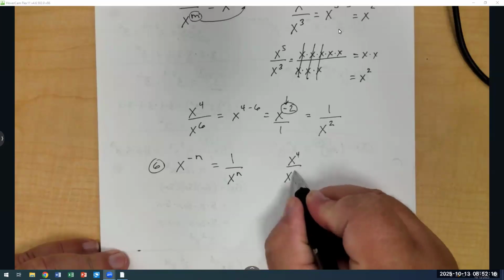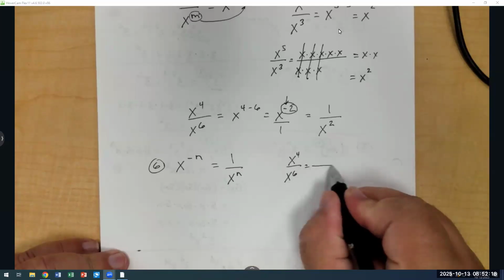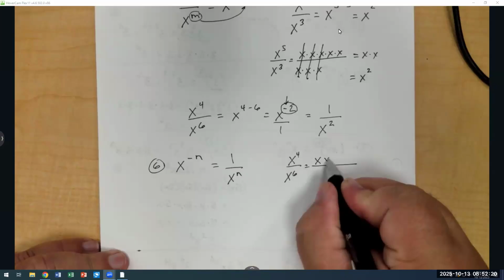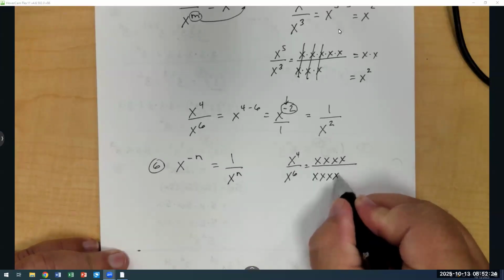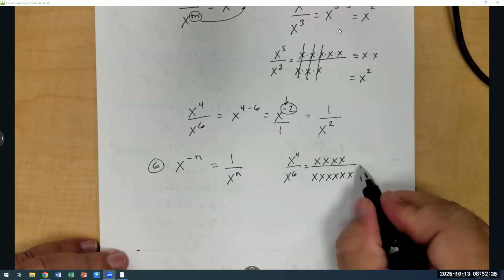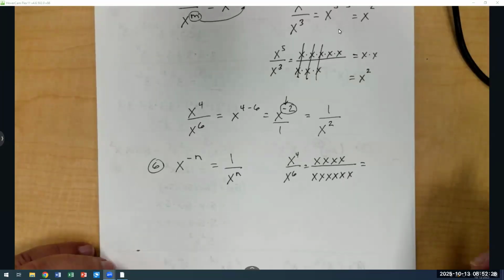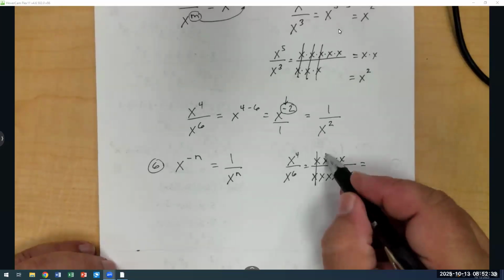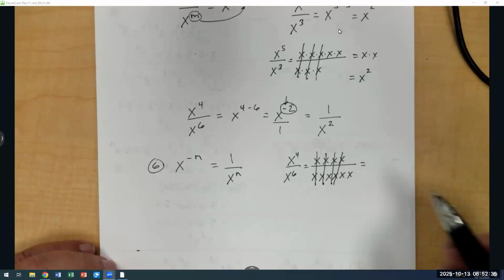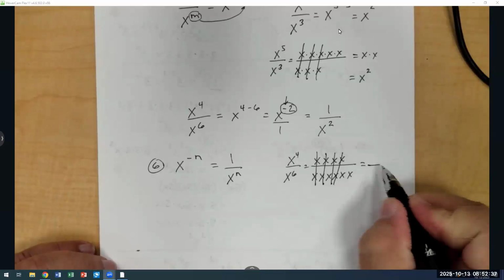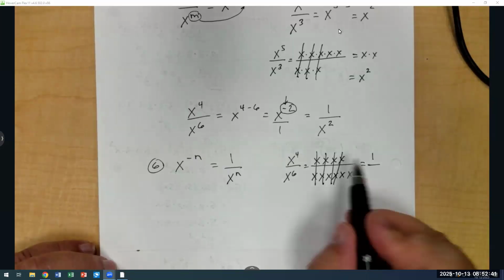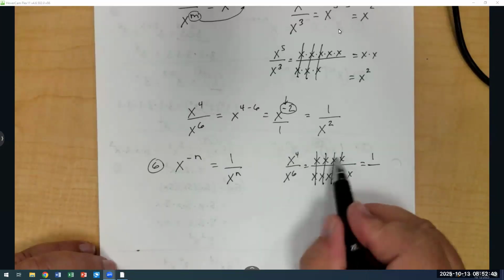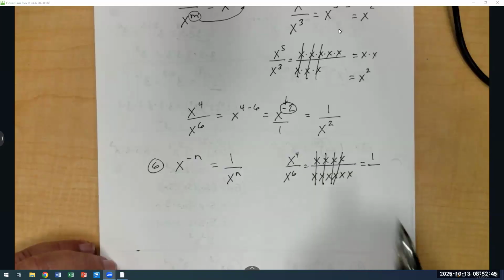X to the fourth over x to the sixth. X times x times x times x, over x times x times x times x times x times x. So we reduce 1, 2, 3, cancel 4 of them. So what are we left with on top? We're left with a 1. Even though everything cancels, it's still always a 1 up there.